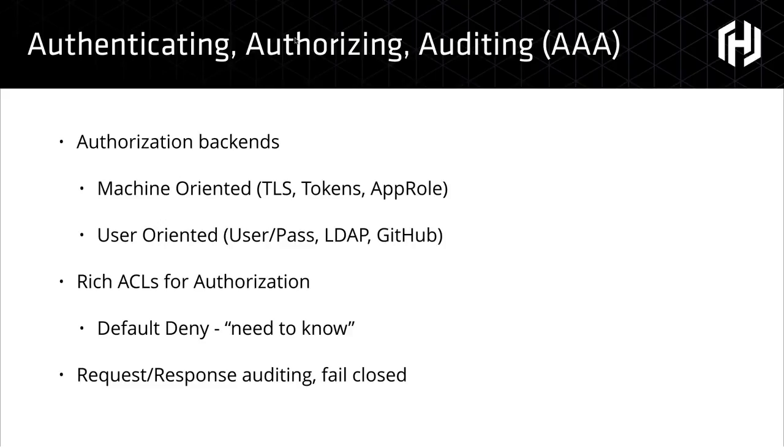Then the system exposes a single rich ACL system for doing authorization. Everything in the system is default deny. So access is provided on a need-to-know basis by a whitelist. In our experience, this tends to be much, much more scalable as your organization grows, just because it's easier to reason about what you need access to versus what you don't need access to. And lastly, you get auditing across everything. So you have request response auditing, and the system is designed to fail closed. So if it can't audit to any of the configured auditing backends, it will reject the client request, preferring to reject an operation as opposed to do an operation that can't be audited, that has no visibility.